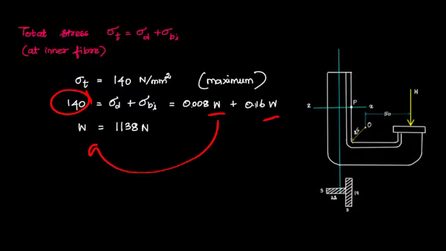In the inner fiber the total stress value is 140 Newton per mm square, that is equal to sigma d plus sigma bi. So that is 0.008 W plus 0.116 W, which we can equate with 140. Then W will be the unknown. The W value is 1138 Newton. Okay, this is how we can calculate the load value for the curved beam problem by using the eccentric loading condition. Okay, thank you.